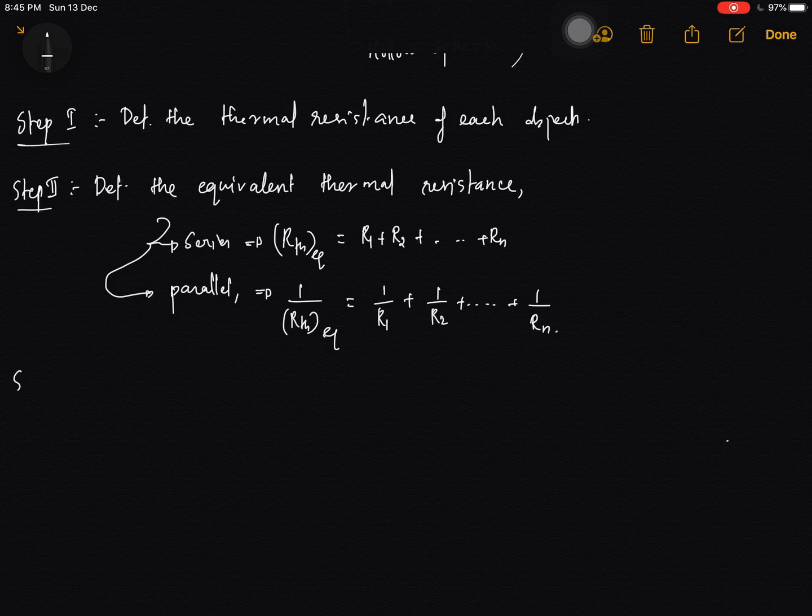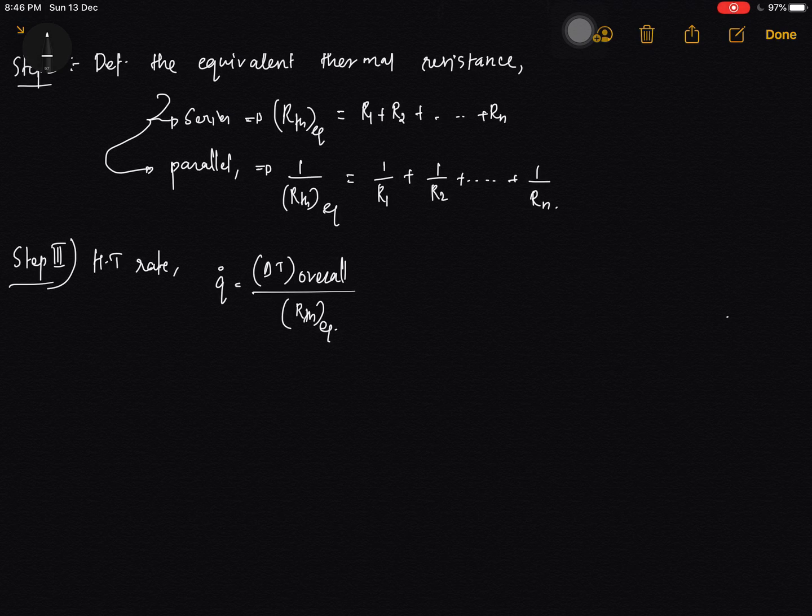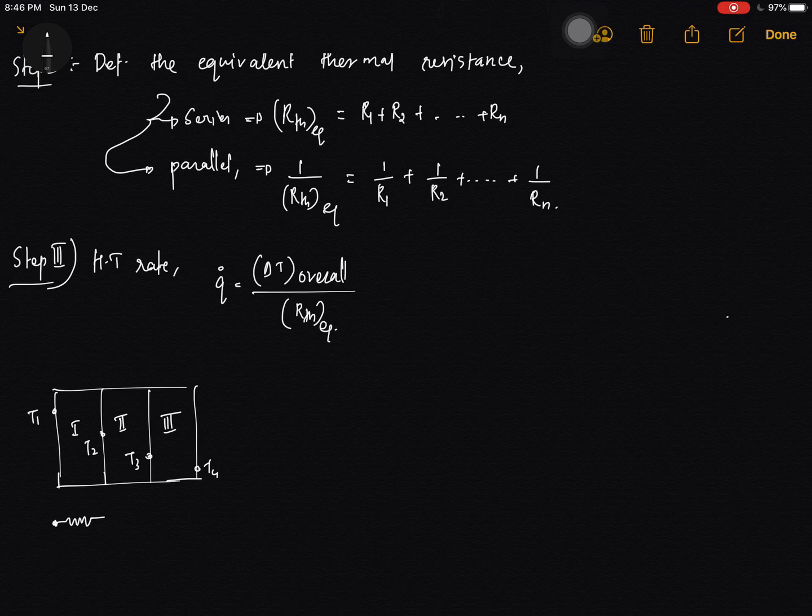After determining this equivalent thermal resistance, we have to determine the heat transfer rate, which is Q dot equal to overall delta T by R_th,equivalent. As an example, I will explain these 3 steps for the particular case of 3 plane walls connected in series. Suppose this is the first one, this is the second one, and this is the third one. Here we have temperatures T1, T2, T3 and T4. Since these are connected in series, we analyze this through a thermal circuit like this, with T1, T2, T3, T4 and resistances R1, R2 and R3.